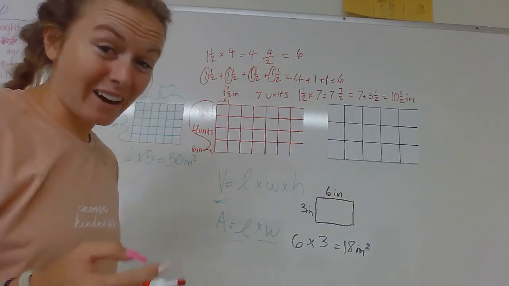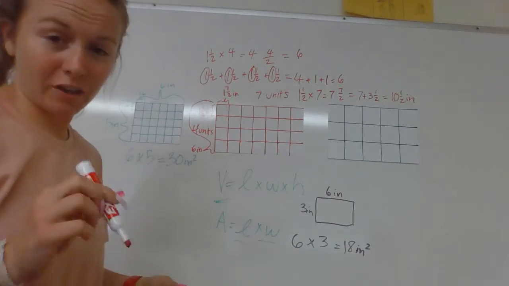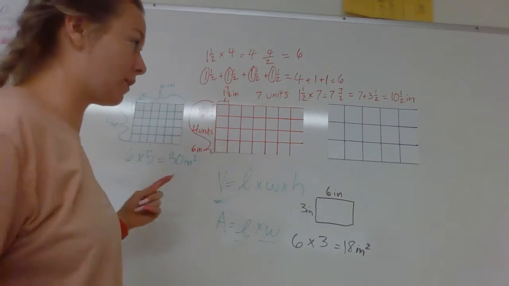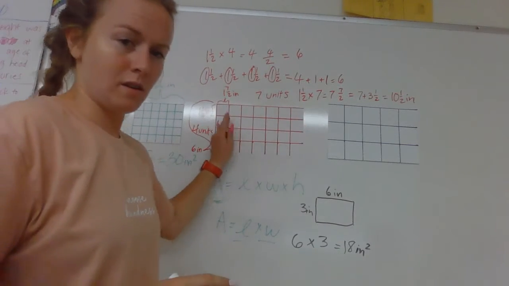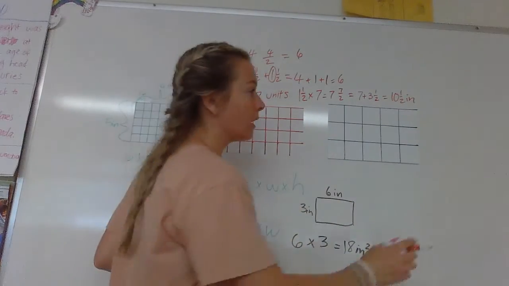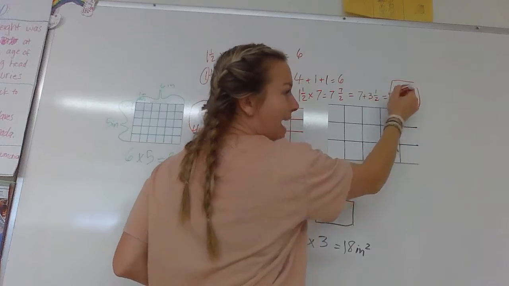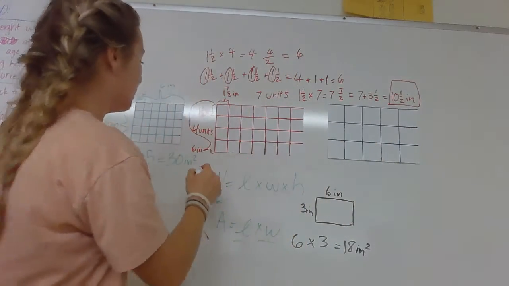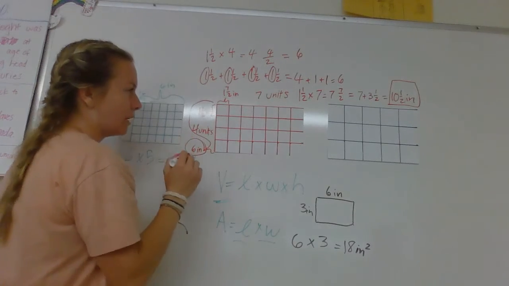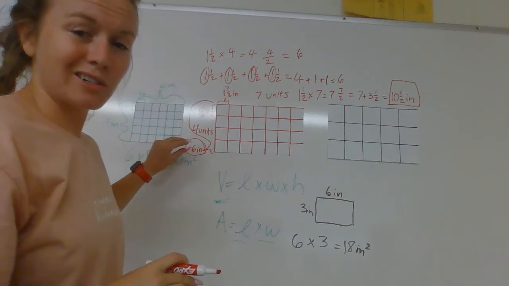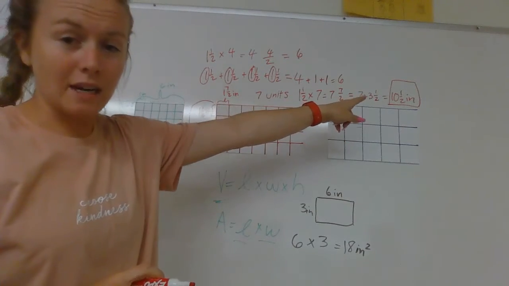Now to find the area, we have just figured out what the dimensions are. That's all we did. We figured out what the length and the width are of this rectangle. So our width is 6 inches, and our length is 10.5 inches.